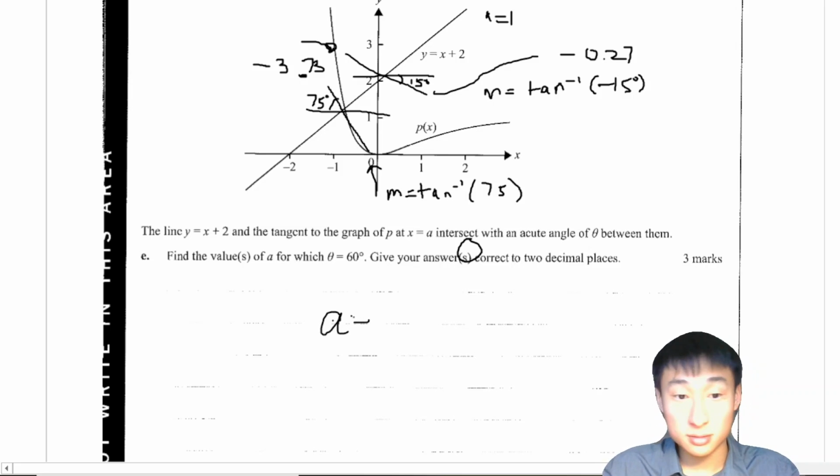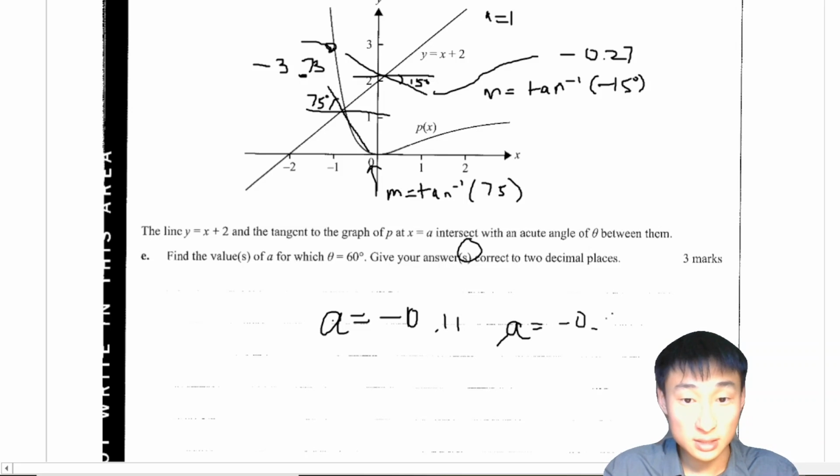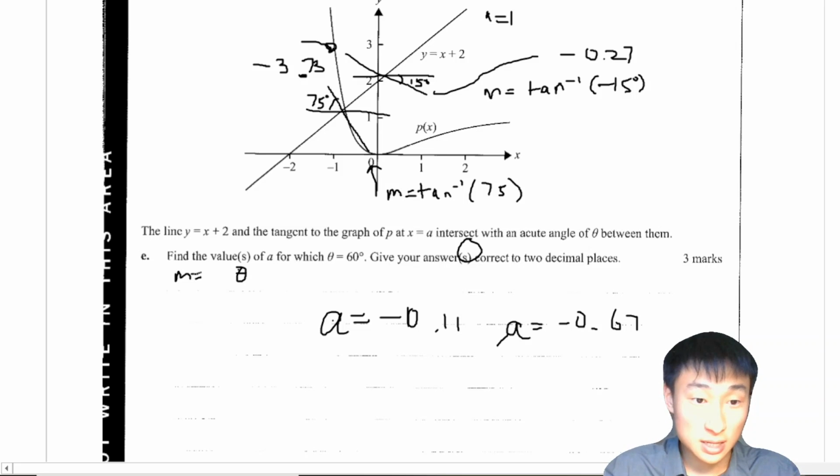So a is equal to, oh, I had no working. I'll just fill in the working afterwards. I'll just fill in the working now. Angles, m equals tan theta.